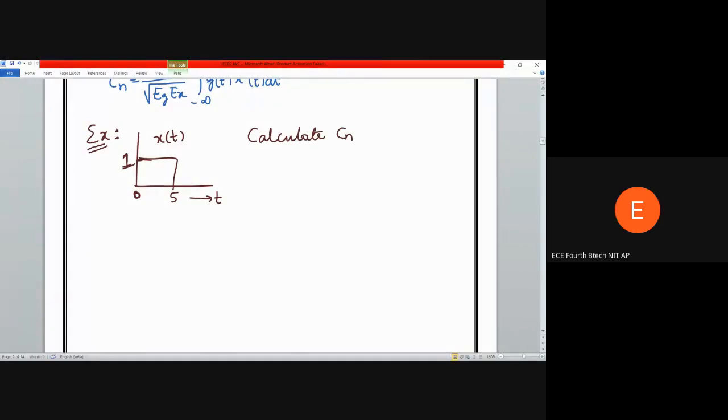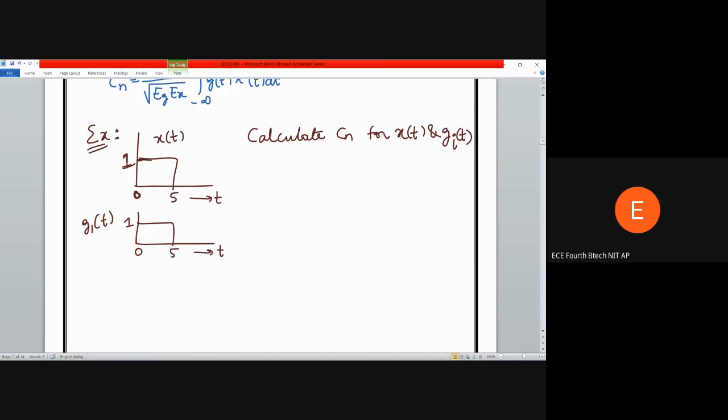Calculate Cn between x of t and gi of t. Actually, what is gi of t? I'm going to define it over here. Let me start with g1 of t. For g1 of t, I would like to give the same: 0, 5, this is t, and this is 1. You may try this if you want.